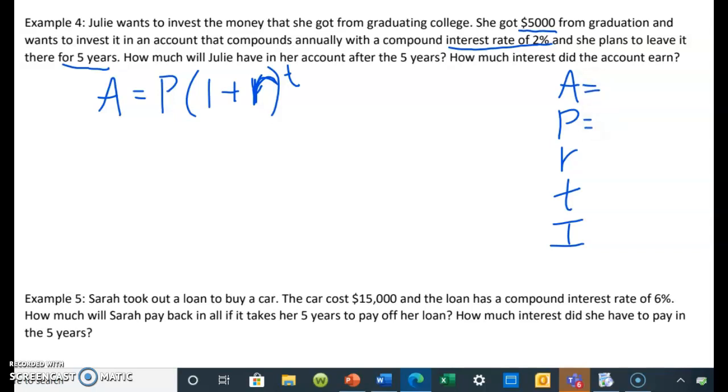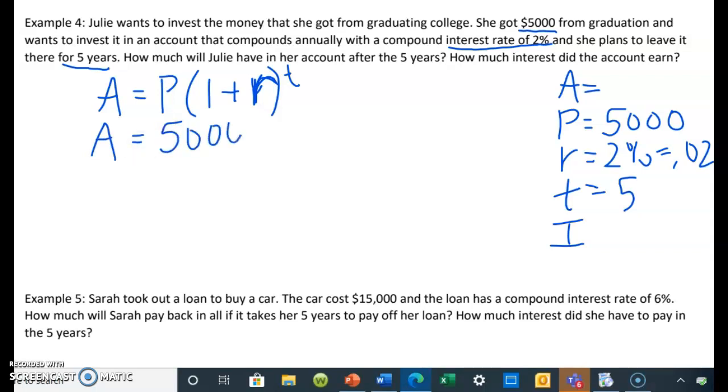My principal, she started off with $5,000. My rate is 2%, and I'm going to go ahead and change that to a decimal because I'm one of those people who makes really silly mistakes in math. Some of you have already figured it out. My time is 5 years. And again, I'm going to have to wait to find my interest. All right, so let's go ahead and do a plug-in. We're still going to have to plug in. So principal is 5,000. 1 plus 0.02. Oh, those daggum decimals.